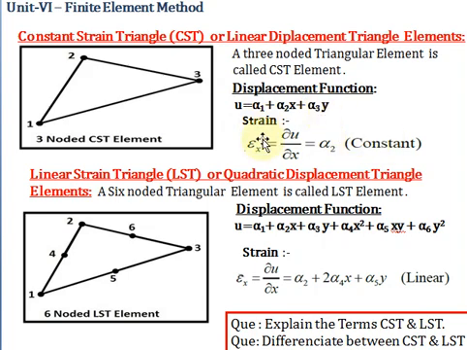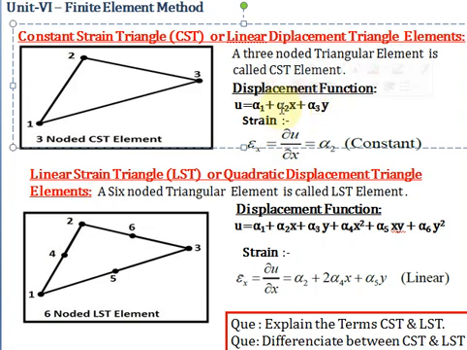Now you know the strain is nothing but the partial derivative of u with respect to x. So if you take the partial derivative of this displacement function with respect to x, this will become 0, this will become 0. So what is remaining? Alpha 2. As alpha 2 is a constant, the strain is constant, so it is called a constant strain triangle or linear displacement triangular element.